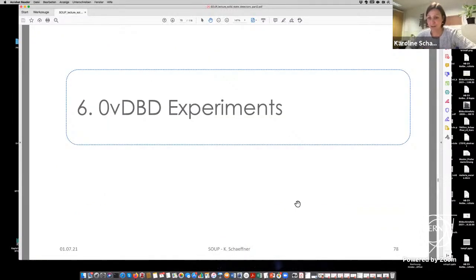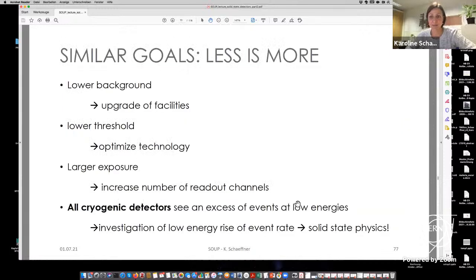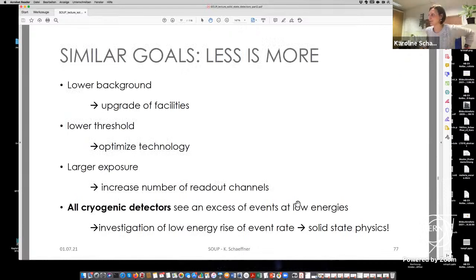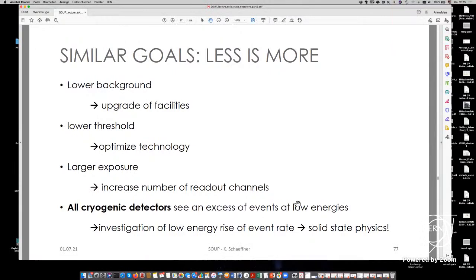Okay, so I guess this was all I had on low mass dark matter and on dark matter in general. The next part of the lecture would be on experimental searches for neutrinoless double beta decay. I don't know if you still have questions or comments on what I just said about these low mass detectors. Please raise your hand if you have any comments or questions.